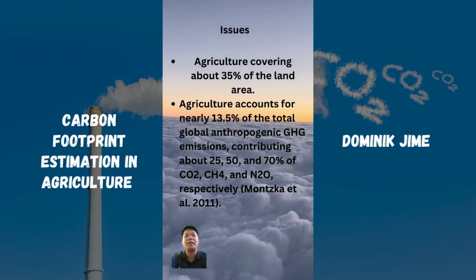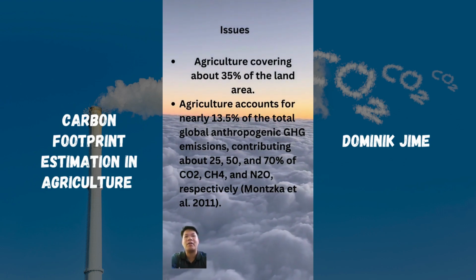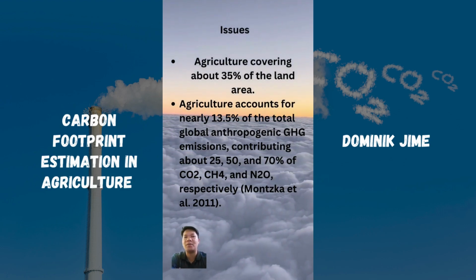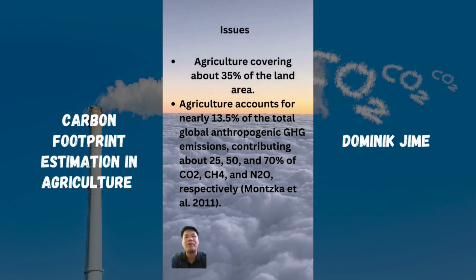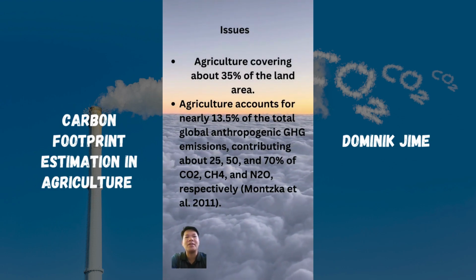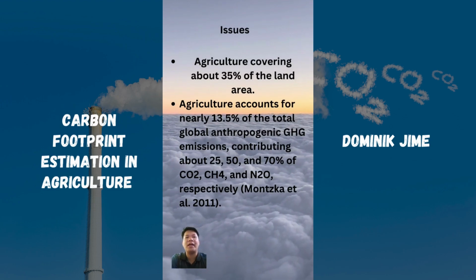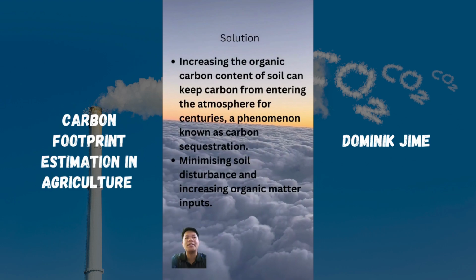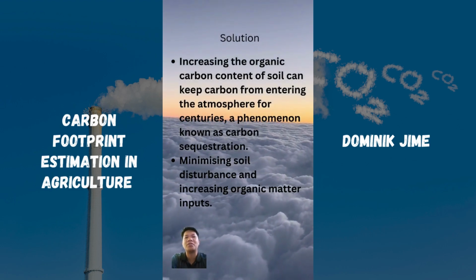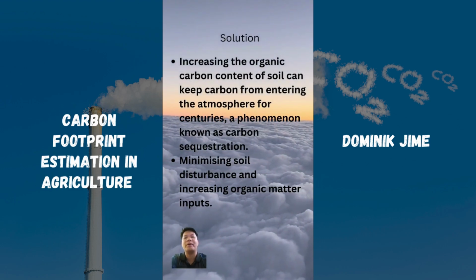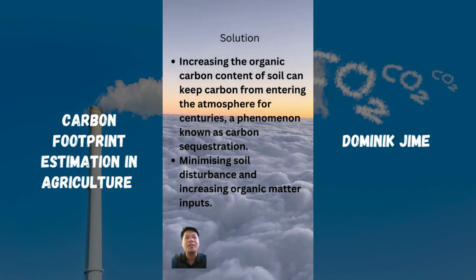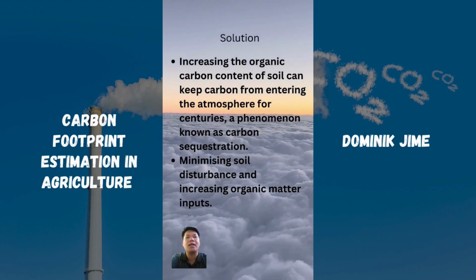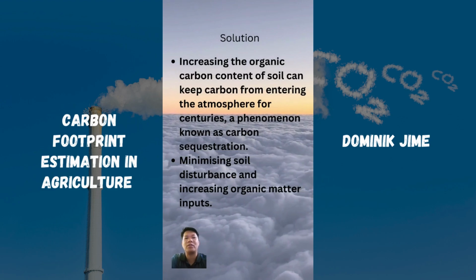Agriculture accounts for nearly 13.5% of total global anthropogenic GHG emission, contributing about 25, 50 and 70% of CO2, CH4 and N2O respectively. The solution is increasing the organic carbon content of soil that can keep carbon from entering the atmosphere for centuries, a phenomenon known as carbon sequestration.